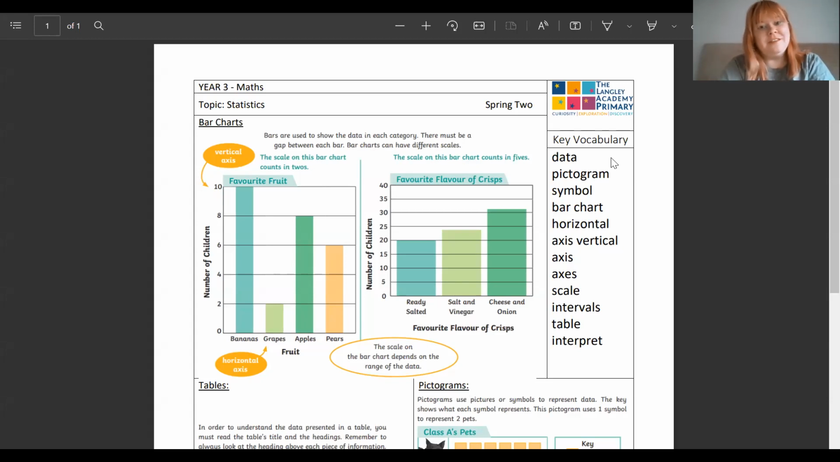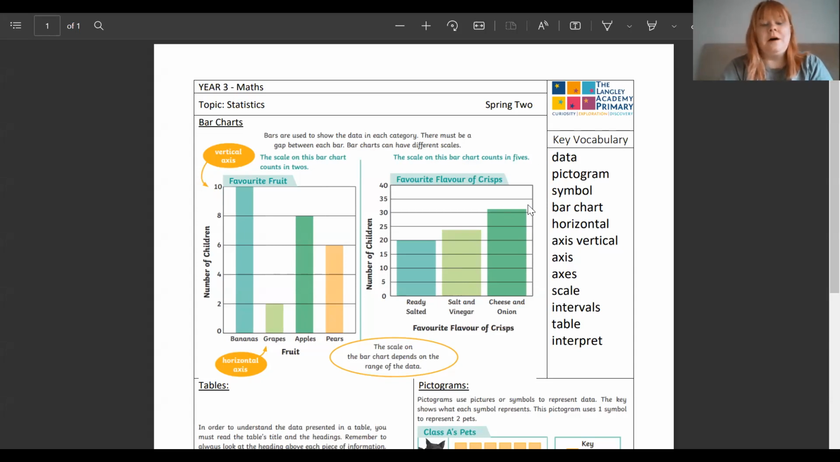This week we are starting our unit on statistics. So these are ways we can display data and interpret data, which is our first keyword. The first topic we'll be looking at is bar graphs or bar charts.